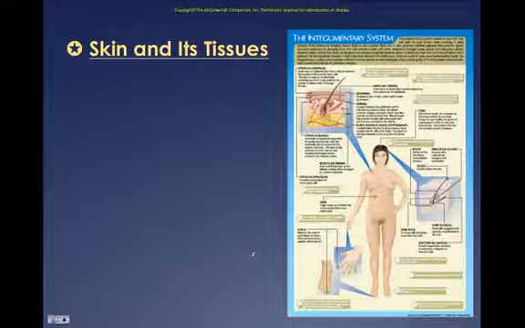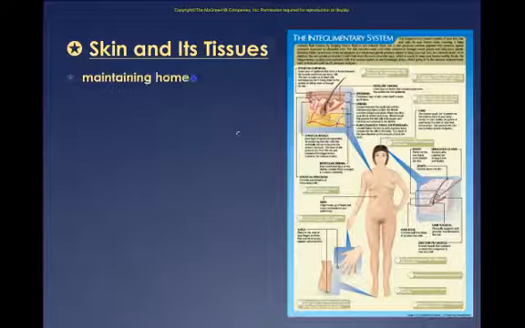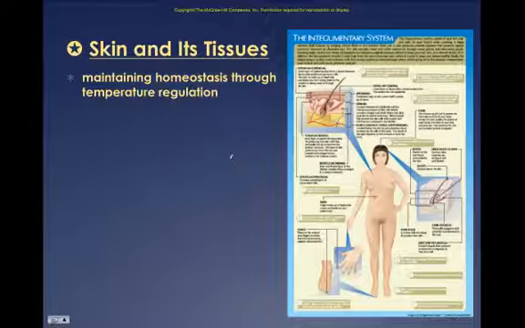So the skin and its tissues, the cutaneous membrane, has many different purposes. And one of the main functions of the skin is to help us maintain homeostasis, an internal stable environment, by providing a layer of tissues that separates the inside of the body from the outside.